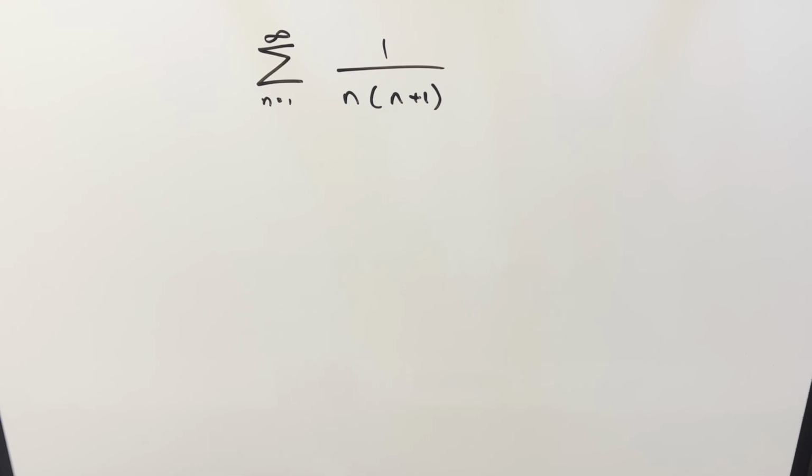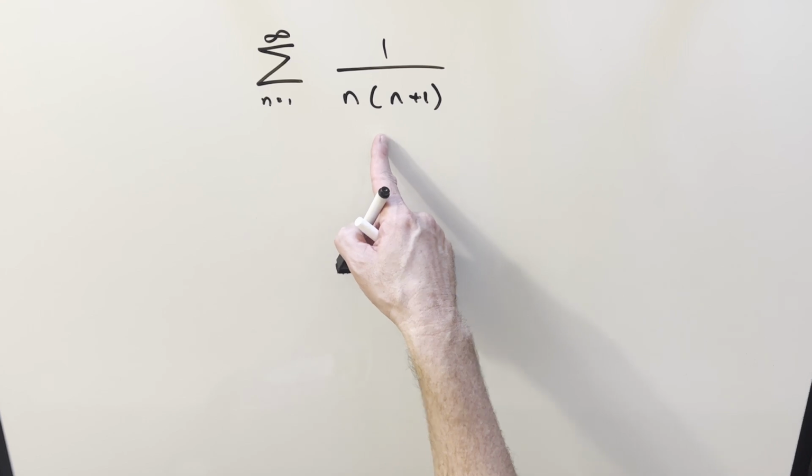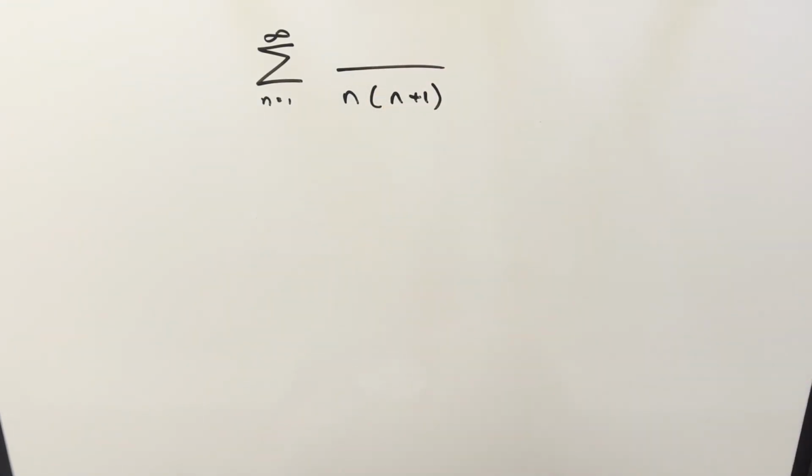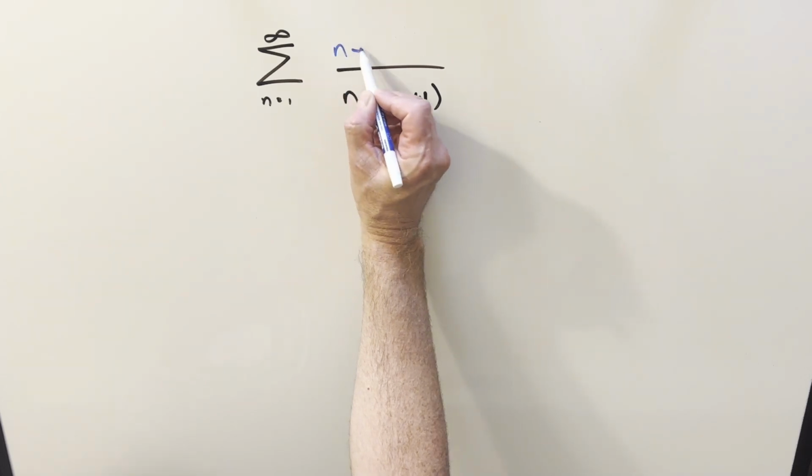Okay, we have here the sum from n equals 1 to infinity of 1 over n times n plus 1. Okay, pretty straightforward. I think I might need to do some things to kind of complicate this. What I want to do to start, I think we need partial fractions on this to split it up.